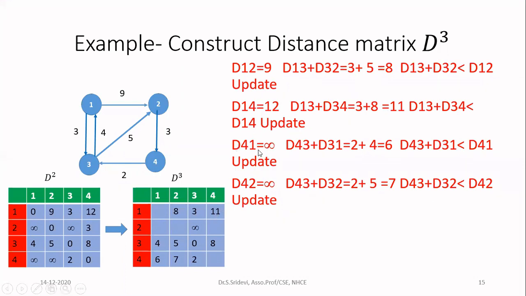Then for D41, the old value is infinite, the new distance is 6. So go and update it. In D41, in the fourth row, first column, I am updating 6. Then D42, the previous value is infinite, the new value is 7. Since it is less, I am going to update. So in the fourth row, in the second column, the value is 7 now.